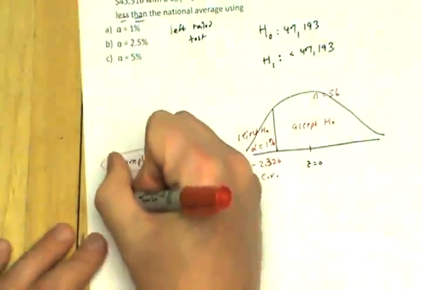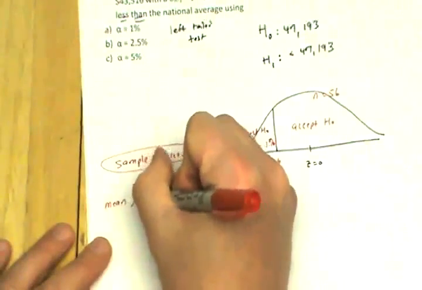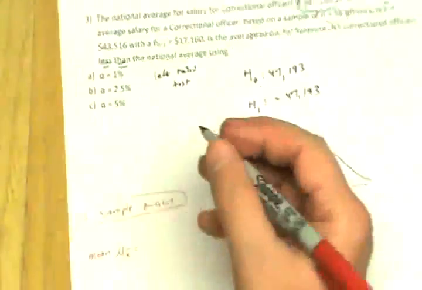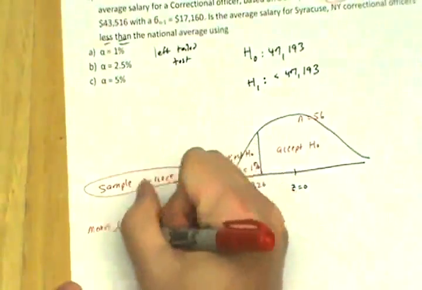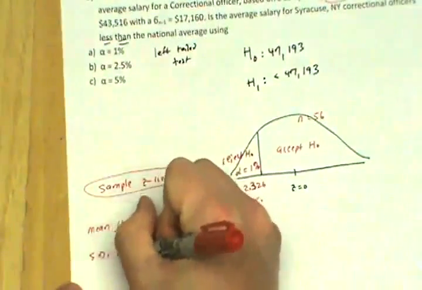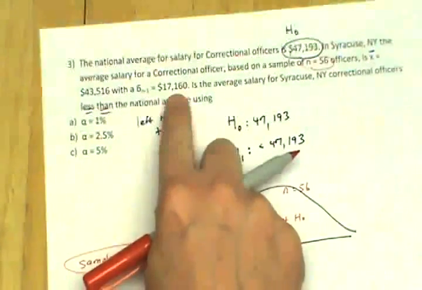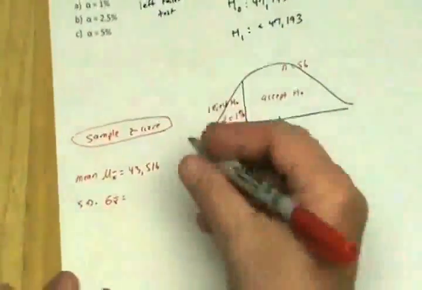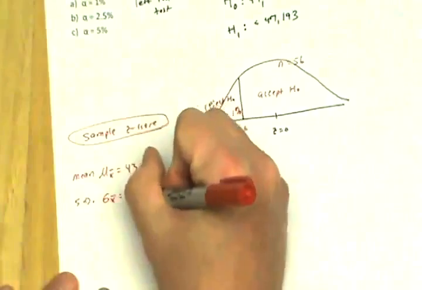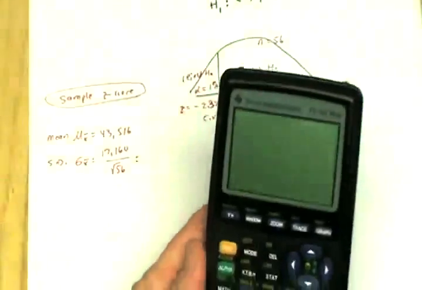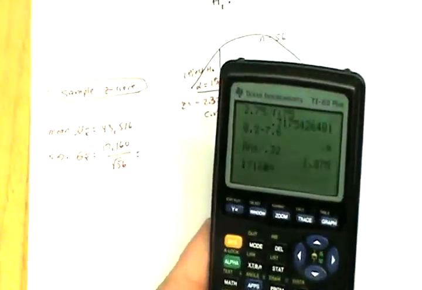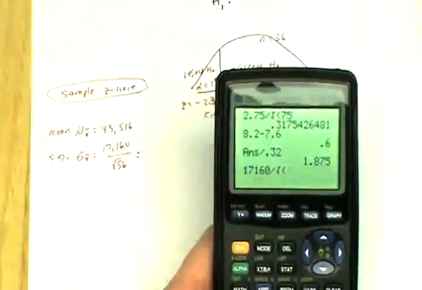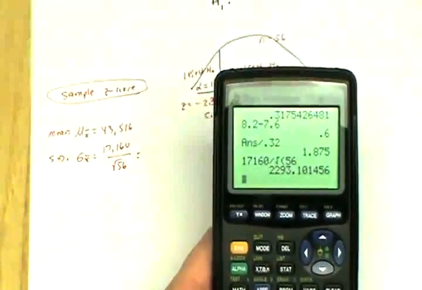Where does our sample z-score lie in relation to this setup here? So you're going to say we need a mean. This is salary, so it's mu sub x bar. They're saying that the salary of the correctional officers in Syracuse is $43,516. The standard deviation is 17,160, but we have to divide that because it's a sample by the square root of 56. So 17,160 divided by radical 56. Okay? 17,160. Whoops, there we go, sorry. Divided by the square root of 56. Okay, 2293.10.